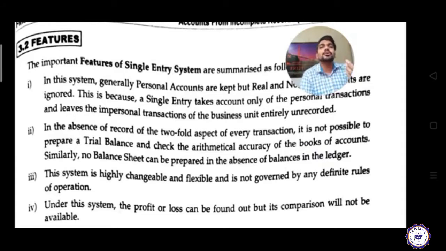And the second feature is, in the absence of a record of twofold aspects of every transaction, it is not possible to prepare a trial balance and check arithmetic accuracy of the books of accounts. Similarly, no balance sheet can be prepared in the absence of balances in the ledger. So this is the most important point, students.